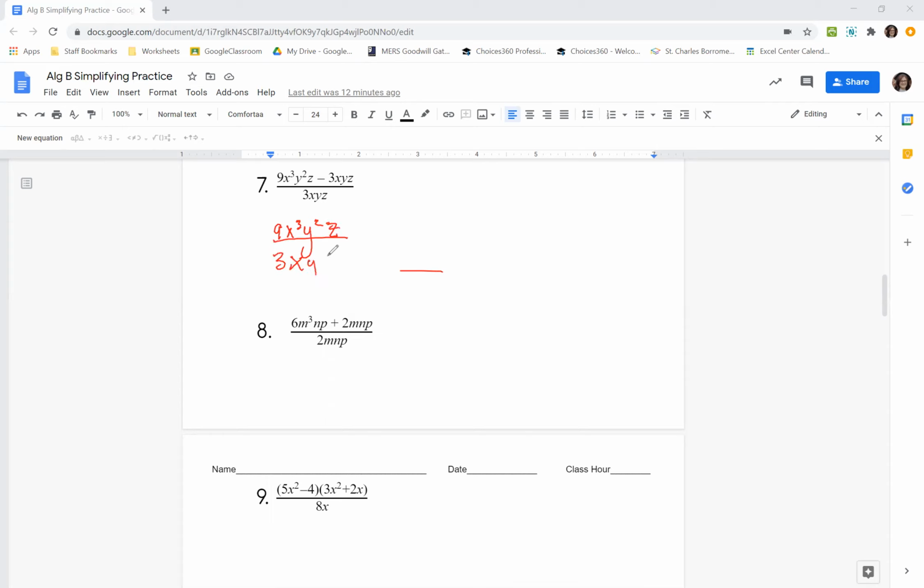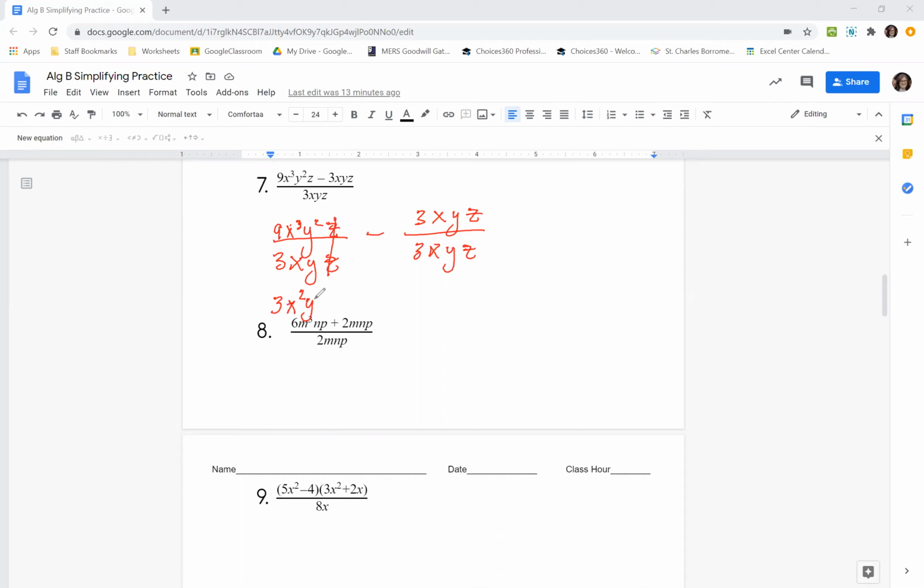Divided by 3xyz minus 3xyz divided by 3xyz. I'm sorry, guys, I think I need to replace the tip on my pen. Okay, so I have 9 divided by 3 gives me 3. X cubed divided by x, that's 3 x's on top, 1 on the bottom, so I'll be left with 2 x's. Y squared divided by y, I'll just be left with 1 of those y's. And then z divided by z is just 1.